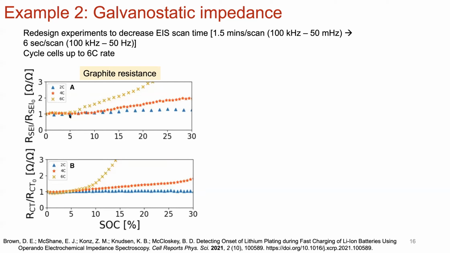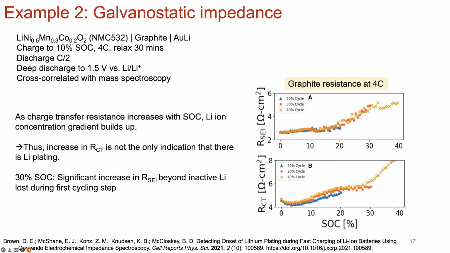So here you can see the graphite resistance. If you're at 2C, the resistance of SEI, as normalized to the initial resistance of SEI, so that's SEI naught, right? That change as a function of state of charge is pretty minor at 2C relative to that of 4C and 6C. So you really want to be studying these rates at least 4C. At 4C and 6C, already at 5% state of charge, you see this picking up pretty dramatically, right? So that's how you can design your experiment to narrow in the scope. So that's exactly what they did.